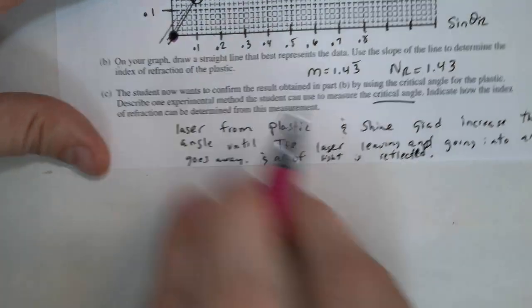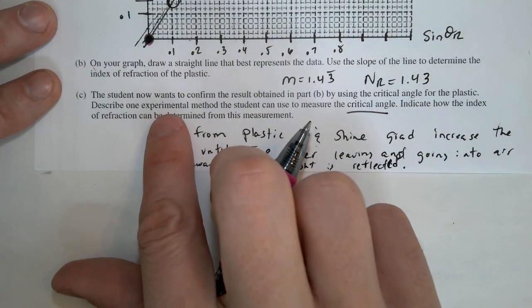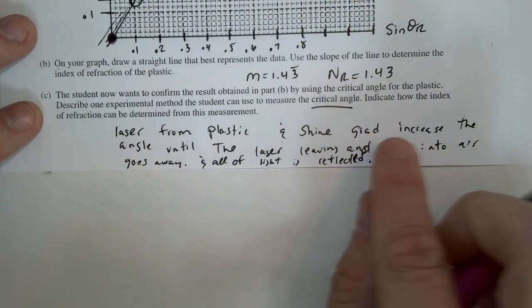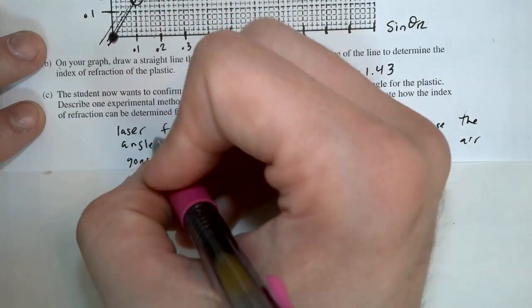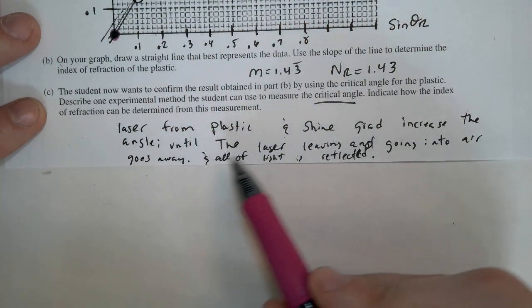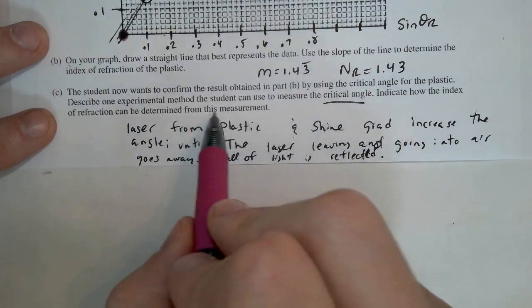Now, does it say to design an experiment? It wants to confirm, use the critical angle, describe one experimental method. Did we say that? Laser and plastic shine, gradually increase the angle, that is the angle incident inside the plastic until that goes away. Indicate how the index of refraction could be determined from this measurement.